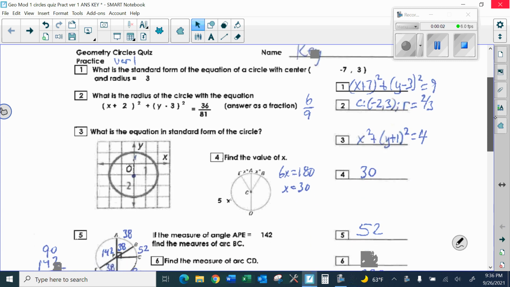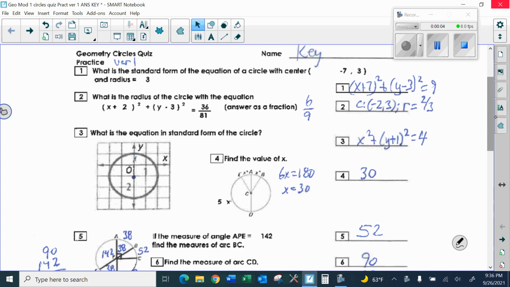Okay, students, go over the practice quiz, circles practice quiz. You'll take it soon here. All right, what's the standard equation of a circle with the center -7, 3 and radius 3?